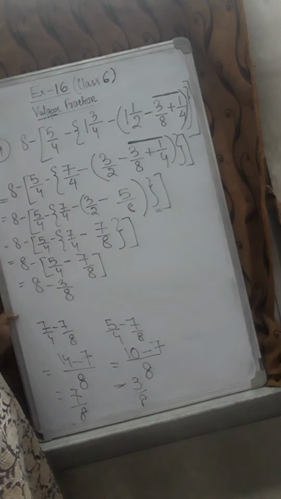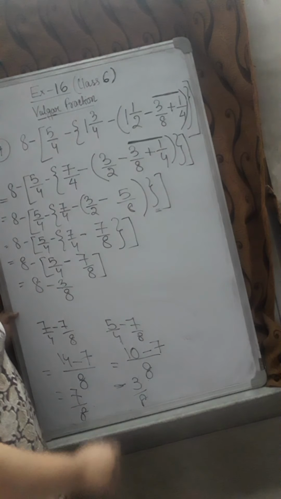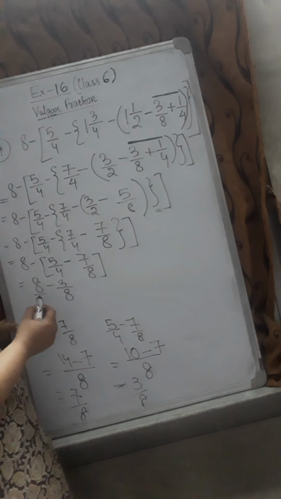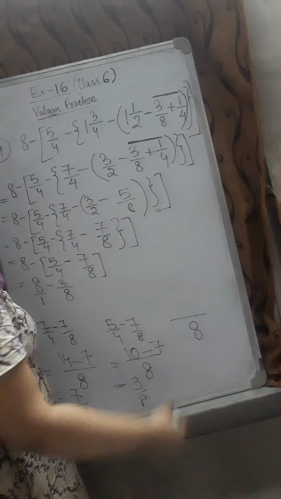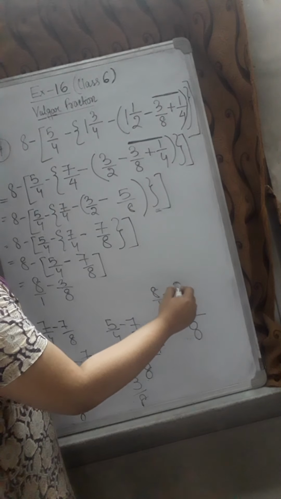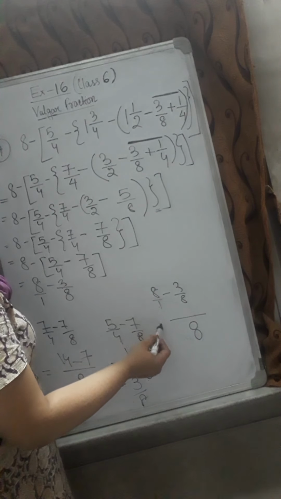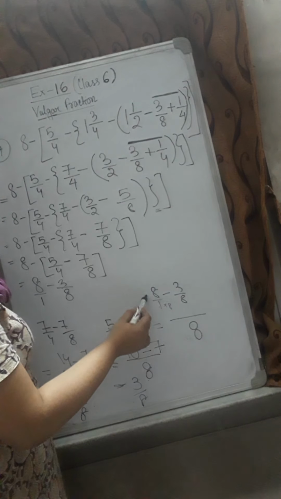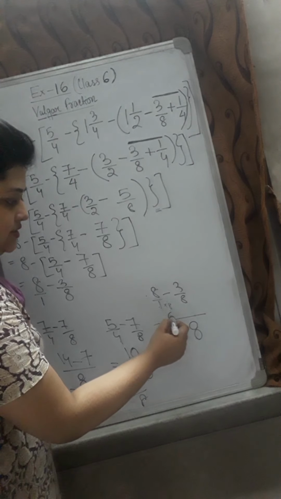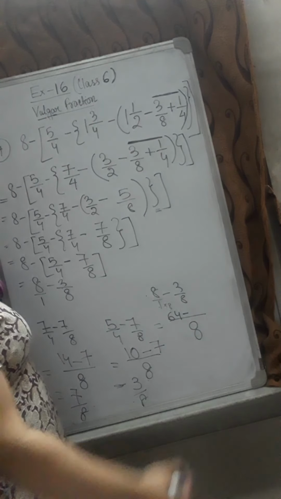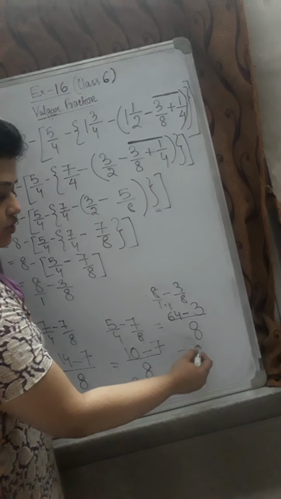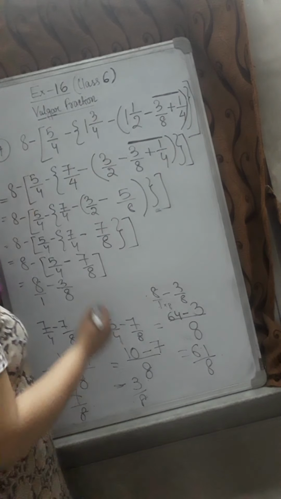Now the last segment is left, 8 minus 3 by 8. So you know 8 is not a fraction, you can make it one by putting 1 in the denominator. So what is the LCM of 1 and 8? 1 with any number, the LCM will be 8. Now 1 into how much gives you 8? 8. That 8 you will multiply with the numerator. So it is 64 minus 8 1s are 8. That 1 you multiply with 3 gives you 3. So it is 61 by 8.